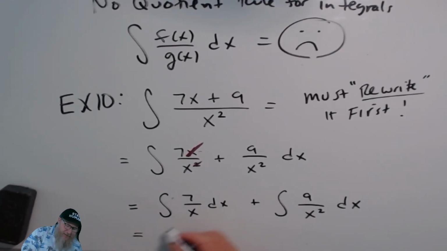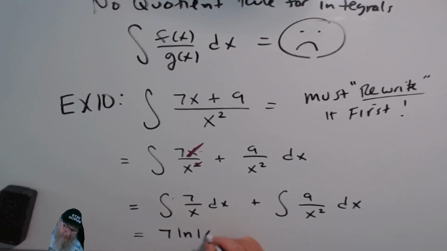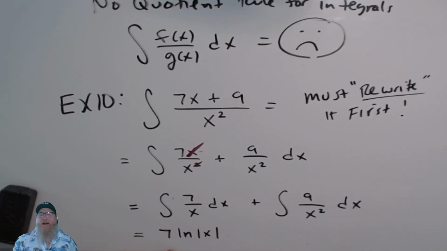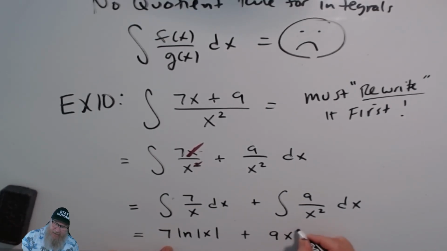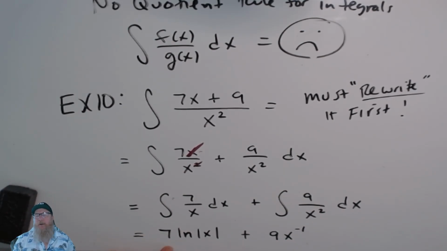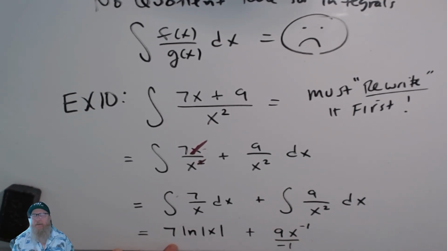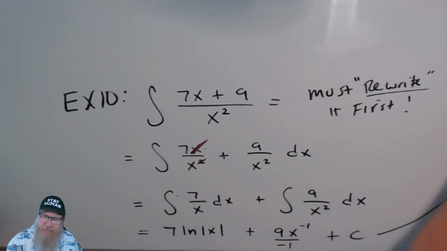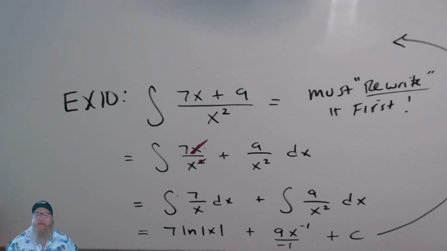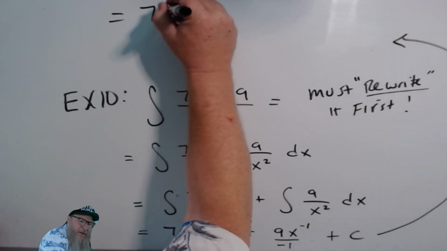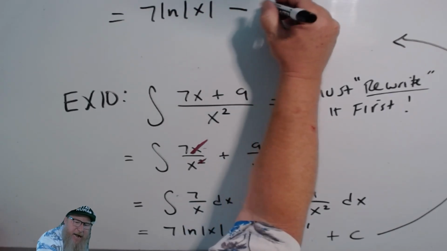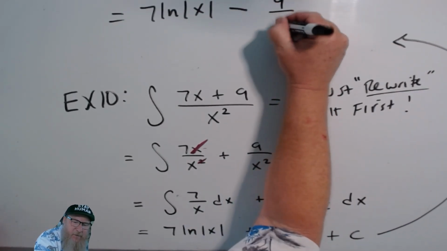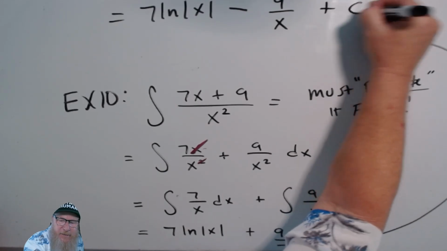We've done a lot of these today, so I'm just going to jump right to the answer. This will be 7 ln of x. And this will be 9x to the negative 1 over negative 1 plus c. So the final answer is 7 ln absolute x minus 9 over x plus c.